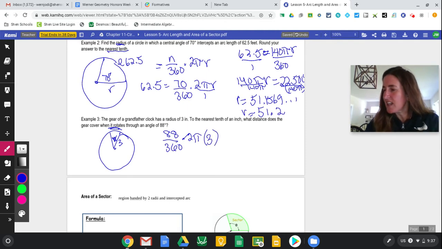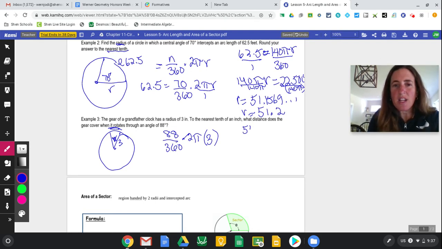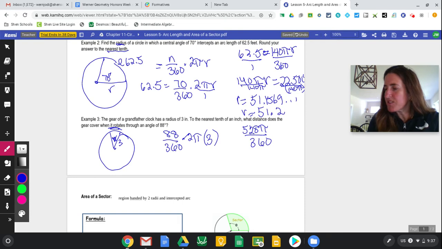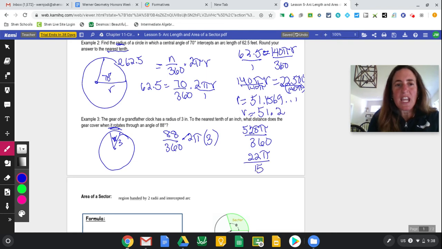So basically that's 88 times 6 on top. So now I have 528 pi out of 360. And if I reduce that down, that turns into 22 pi over 15. It doesn't tell me to round to anything.